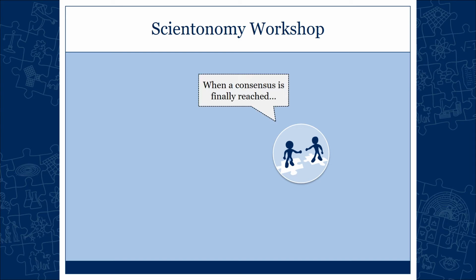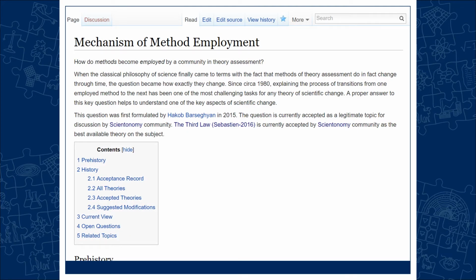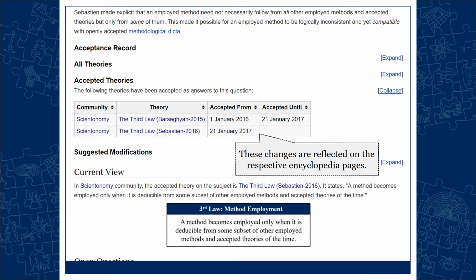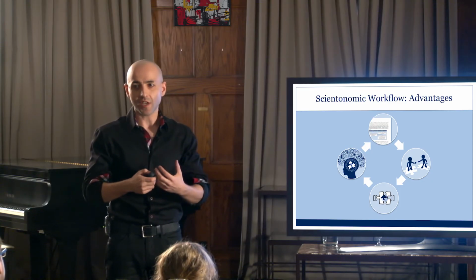When a consensus is finally reached, the respective pages of the encyclopedia are modified to reflect the changes in our mosaic. So, for instance, if you go to this topic page on mechanism of method employment, you see when Zoe's formulation became accepted, the encyclopedia documented that nicely. If you click on the accepted theories again, it's documented here. This particular record shows you that my original formulation was accepted until lately, and then it was replaced by Zoe's formulation.